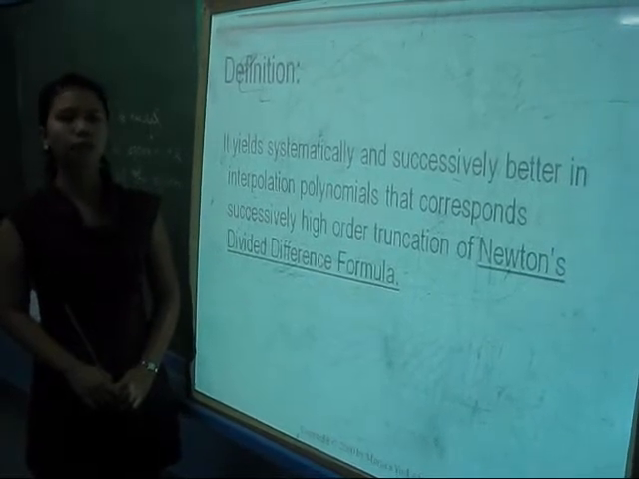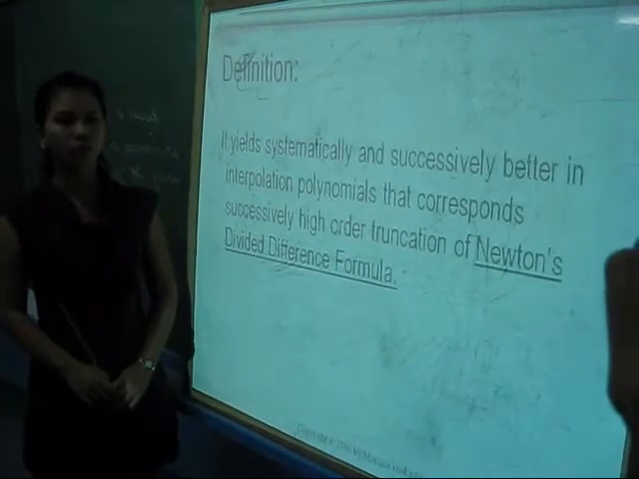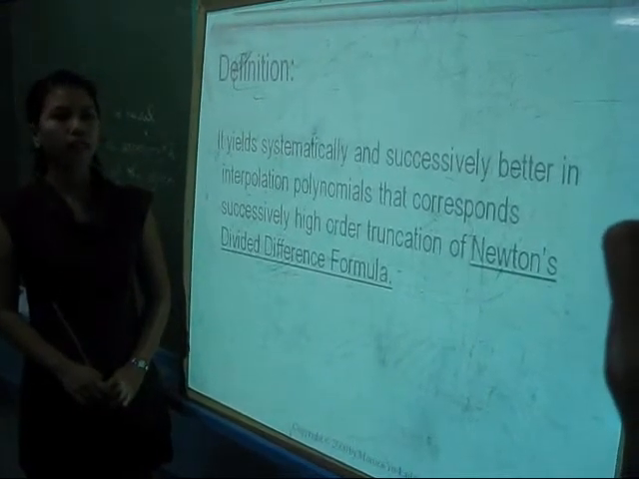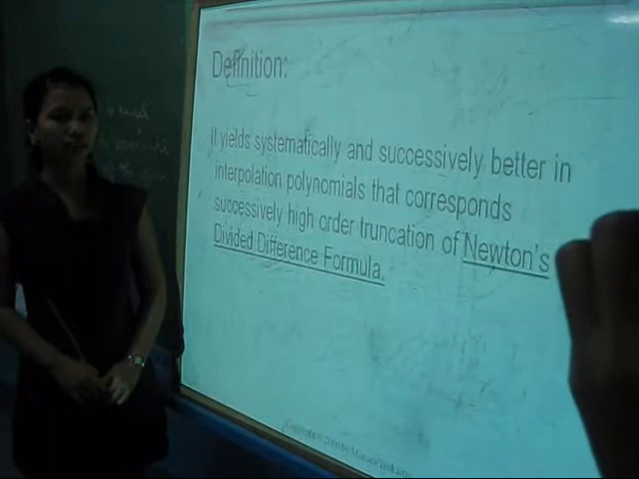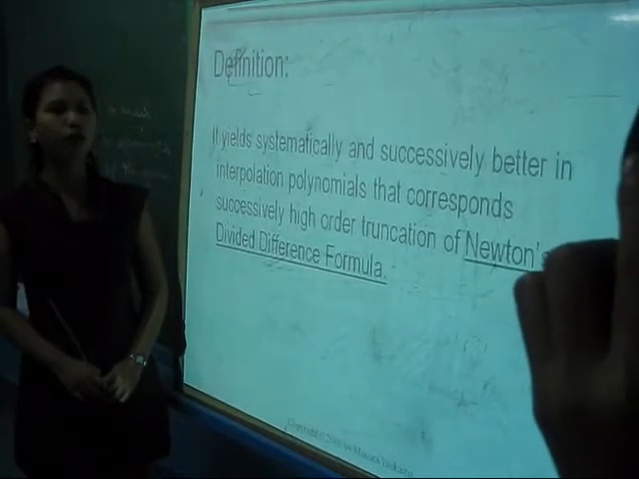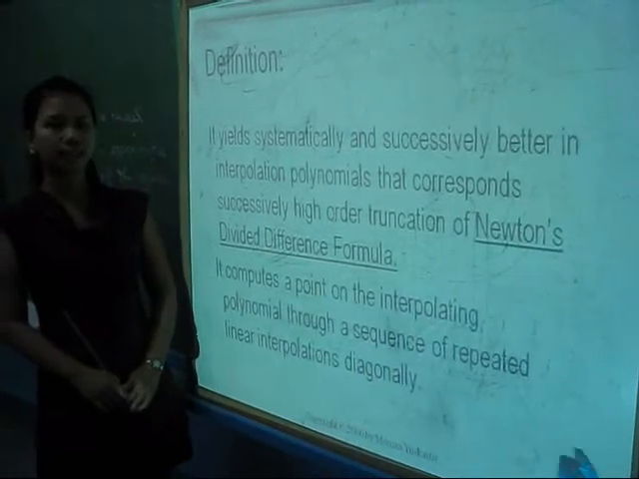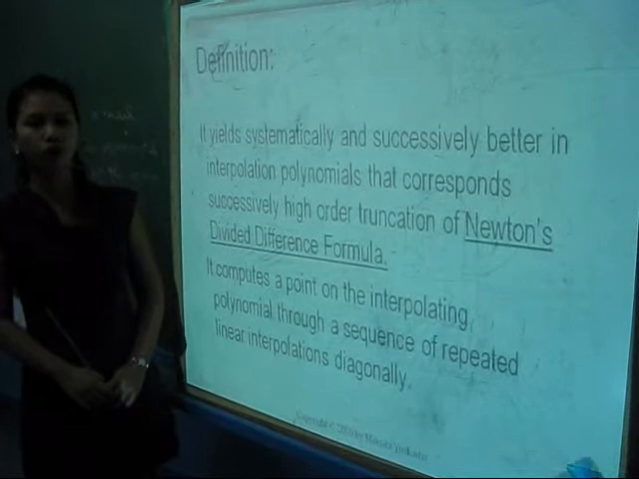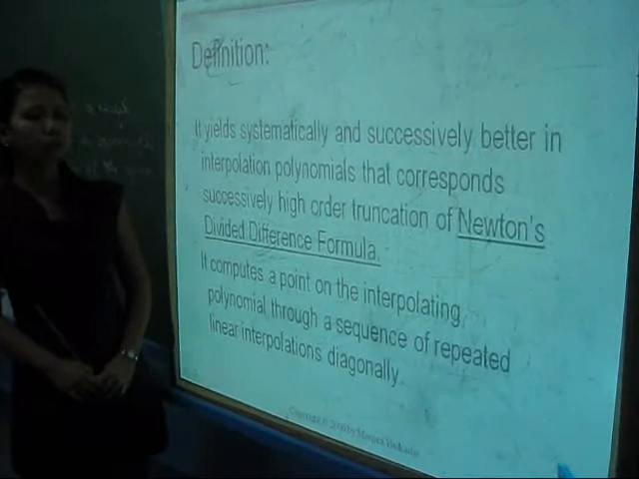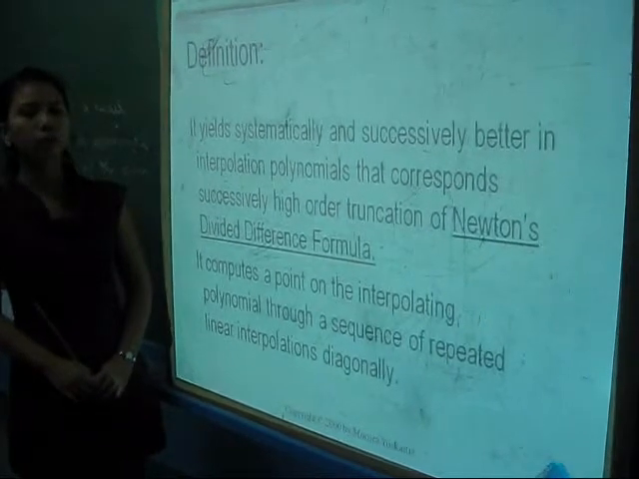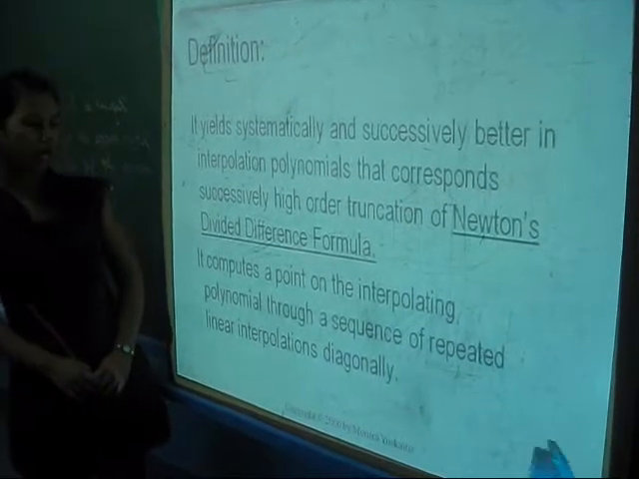In the case of Newton's divided difference formula, as the rule, the points x sub 0, x sub 1, x sub 2 are ordered such that x sub 0 minus x, x sub 1 minus x, x sub 2 minus x form a sequence with increasing magnitude. So the definition emphasizes its relationship to Newton's formula, that does not involve at all the divided difference. It also computes a point on the interpolating polynomial through a sequence of repeated linear interpolations diagonally.